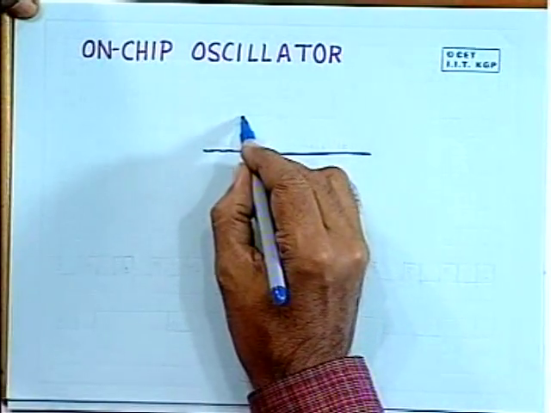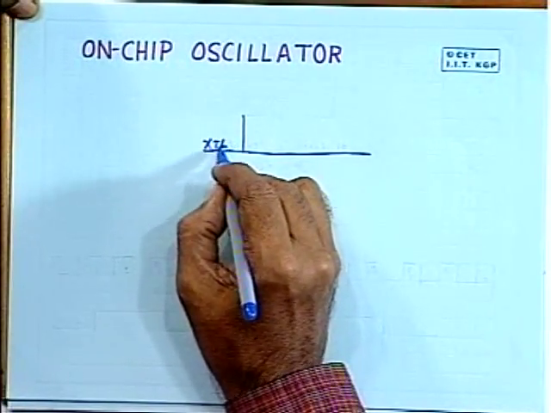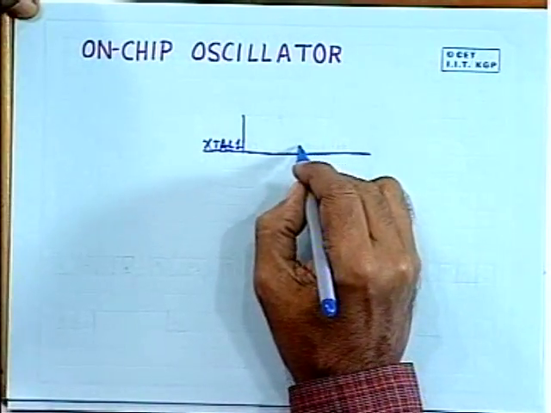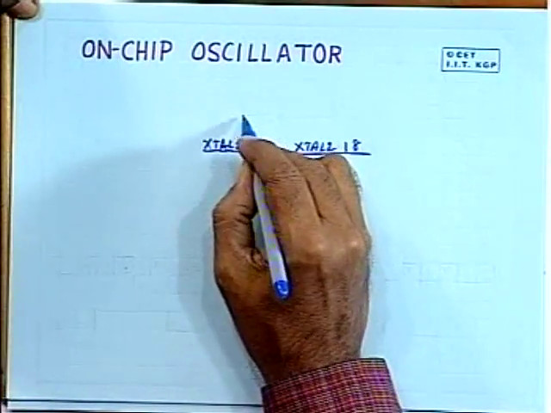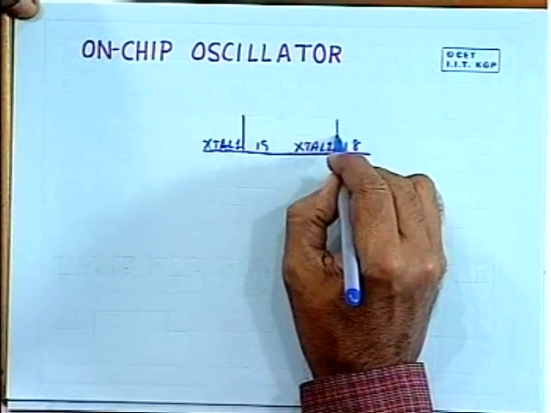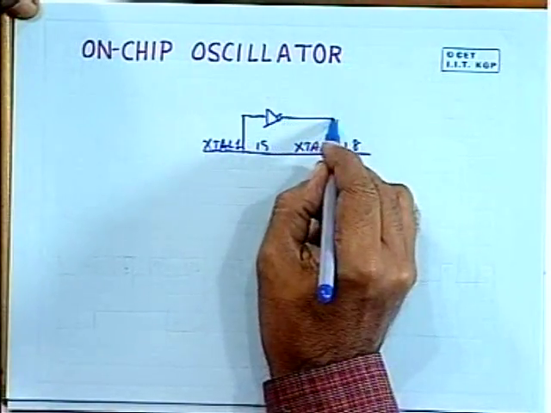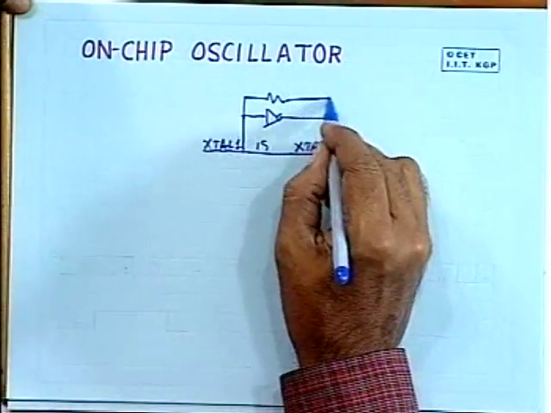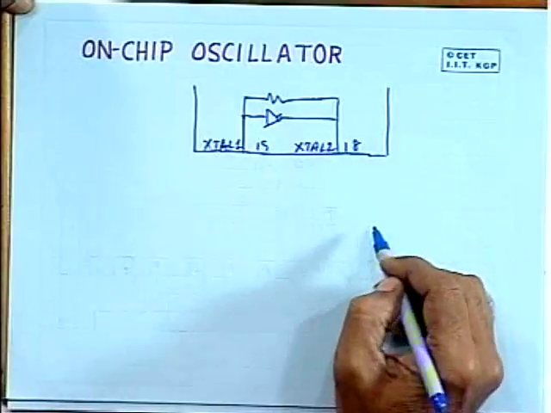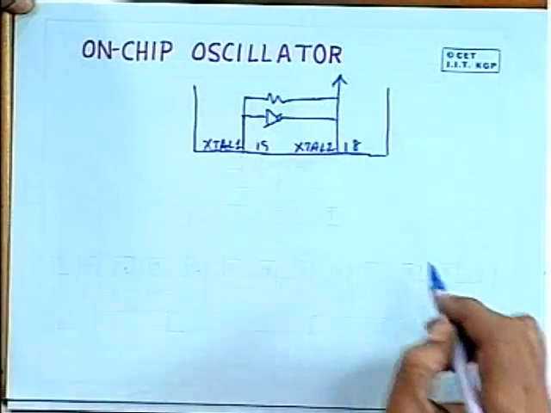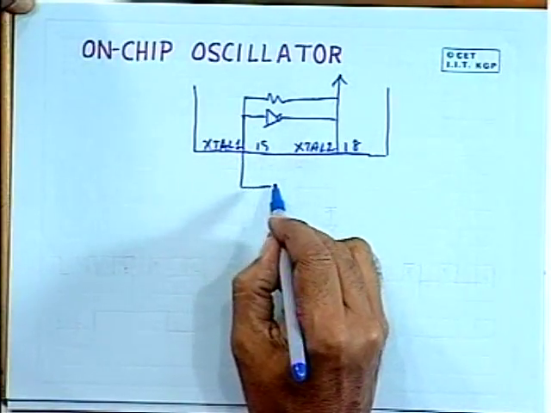There are two pins, XTAL1 (crystal 1) and XTAL2, pin number 18 and pin number 19. These two pins are provided. Obviously the oscillator is inside. This is the oscillator which is provided inside the chip. This is the chip, and this is where the clock comes out. But externally we have to connect one crystal.